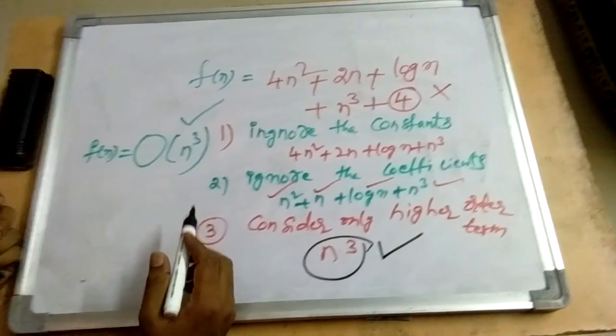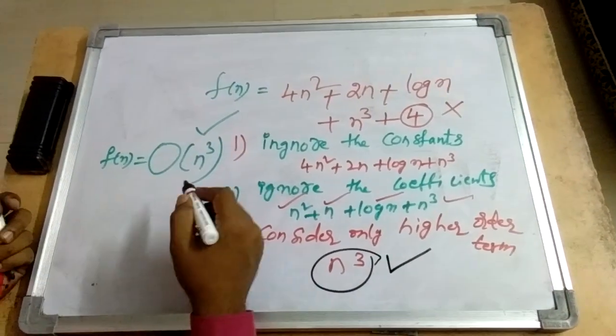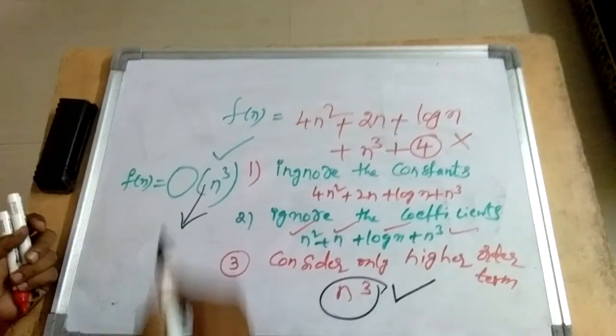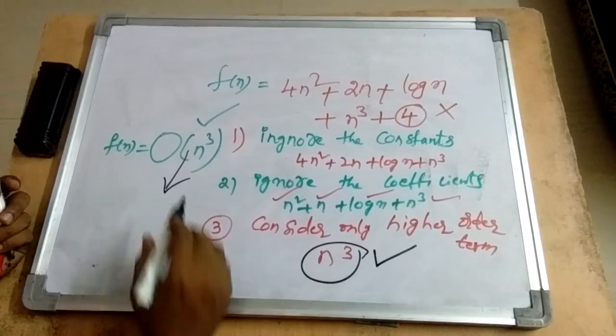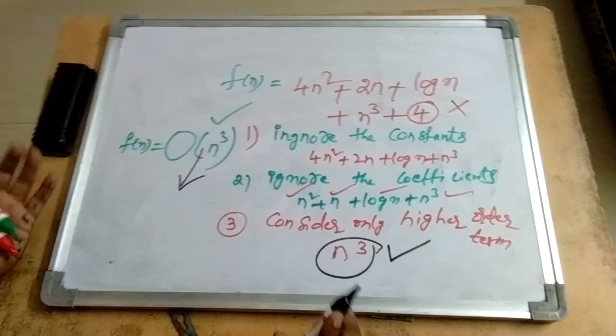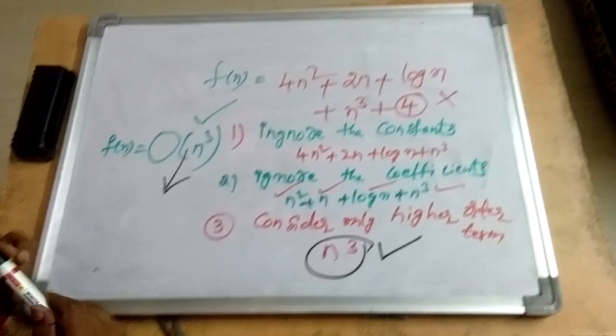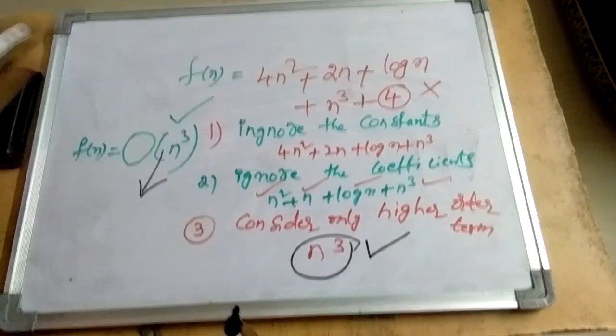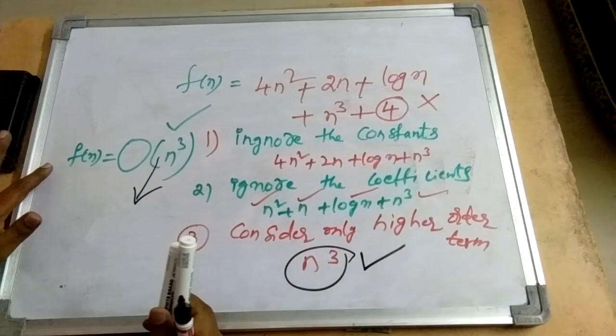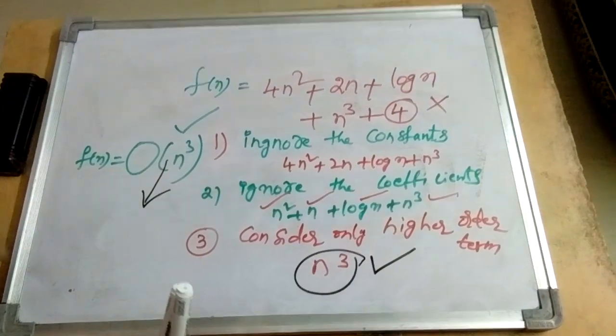The worst case time complexity could be more than the n cube also, but there will be a constant here, but we are not representing the constant, because the CPU is very fast in calculating the operations. Okay guys, this is for the given f of n. This is the way of getting the time complexity, worst case time complexity in the big O notation.